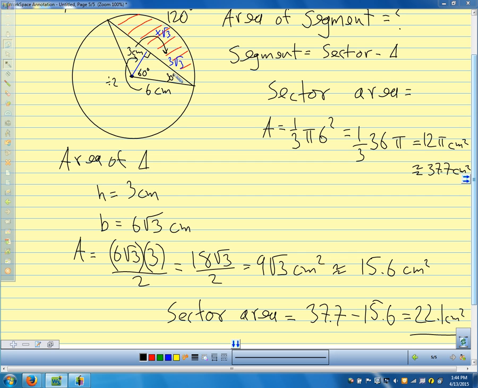So this piece is 3 square root 3. We've divided this in half. So that piece is also 3 square root 3. So 3 square root 3 and 3 square root 3.